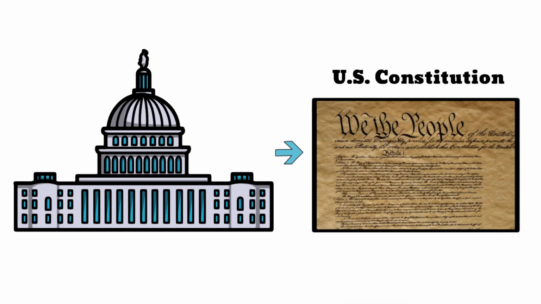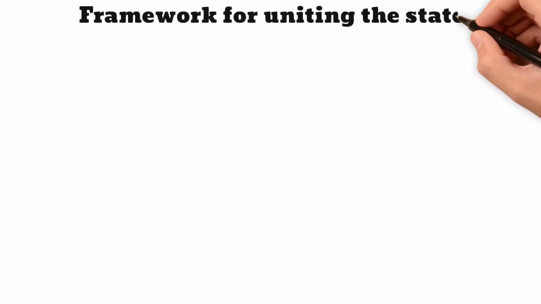Despite their shortcomings, the Articles of Confederation had both notable successes and significant failures. First, they provided a framework for uniting the states during the Revolutionary War.